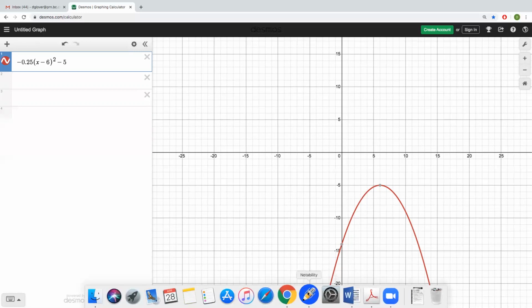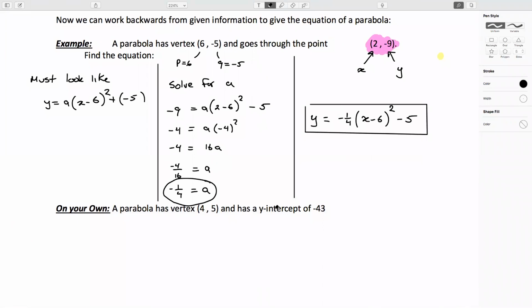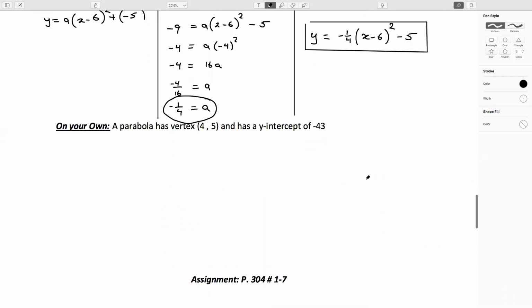We'll go back, we'll do this one more time because it is kind of a weird idea and it's not something I expect you're going to immediately get. We're going to start by building the equation in vertex form, then we're going to solve for a, then we're going to put it all together. So step 1, we need to look at our vertex. The vertex tells me what p is and what q is. p is 4 and q is 5, okay?